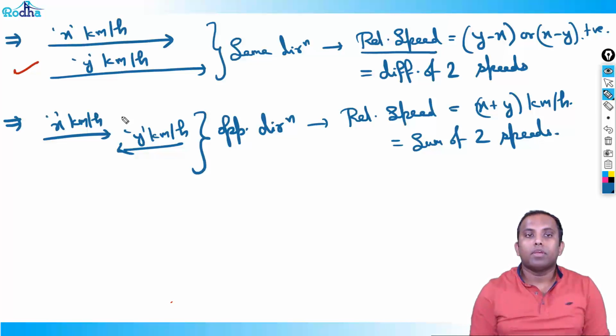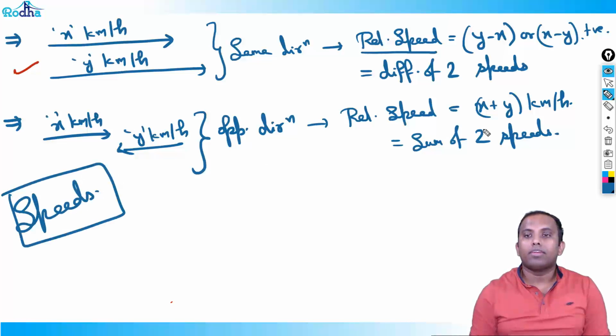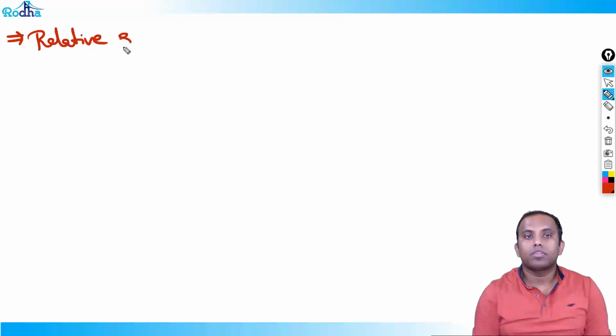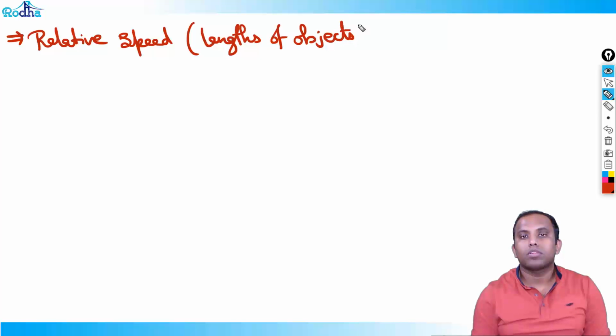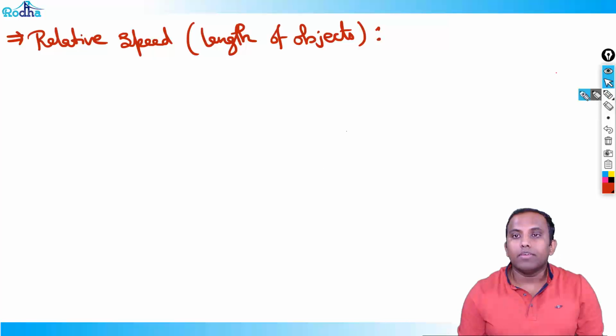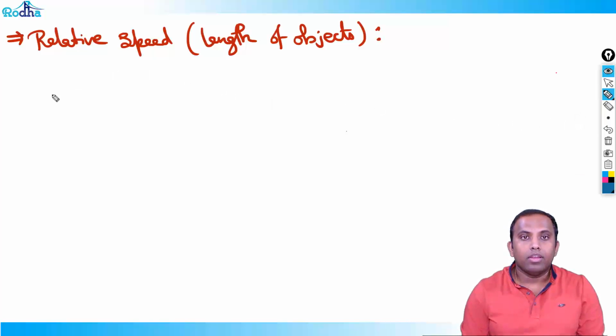Now one more very important concept. This funda is about the speeds, right? Next I'll do about lengths. What about lengths? Relative speed with respect to lengths of objects, right? Very important point. Relative speed with respect to length of objects, very important. Listen to this very carefully.